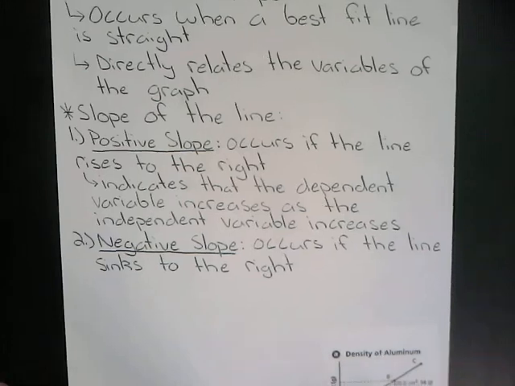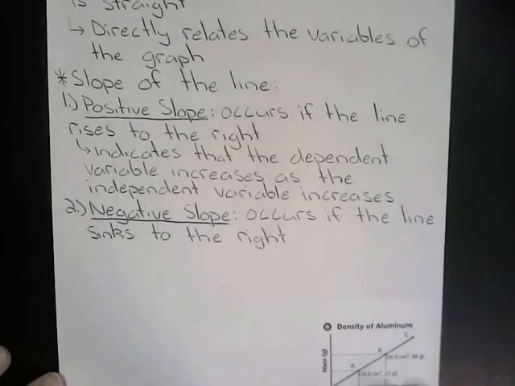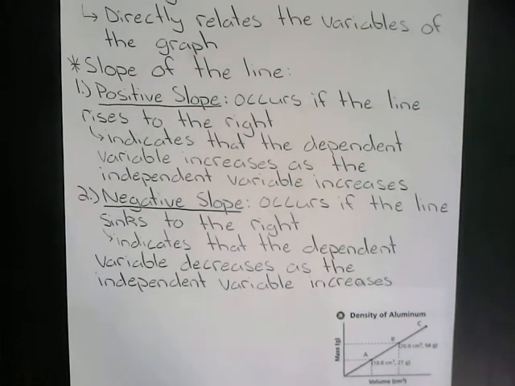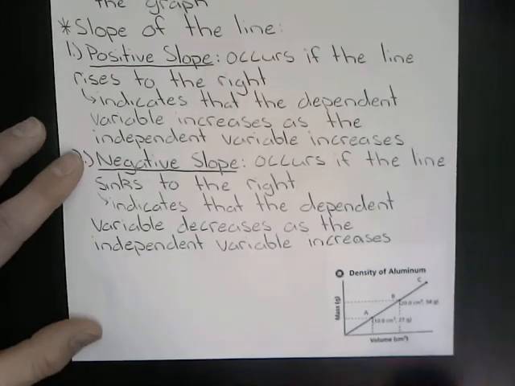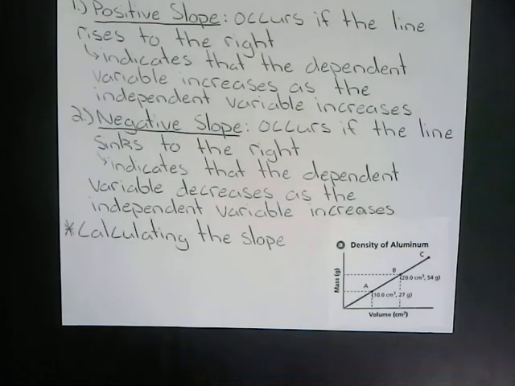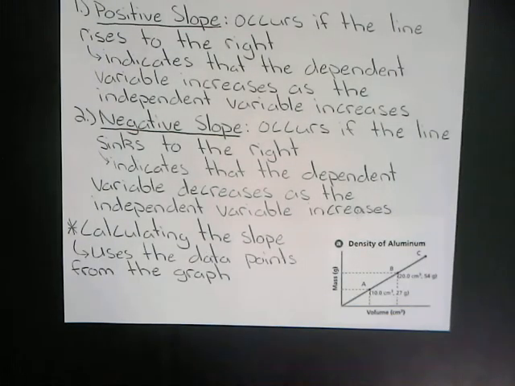And so if we have a negative slope on our line graph, it's going to indicate that the dependent variable decreases as the independent variable increases. Okay, so what we can also talk about here is calculating the slope in our line graph. To calculate the slope, we use the data points and calculate that slope. Now, the slope has a formula associated with it.